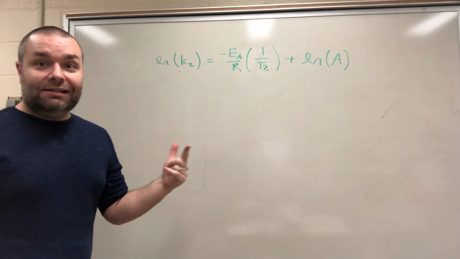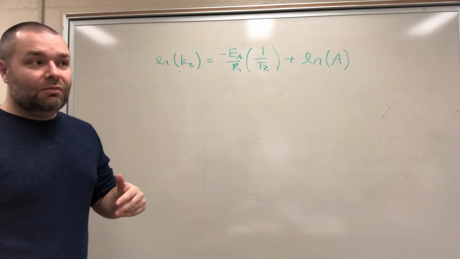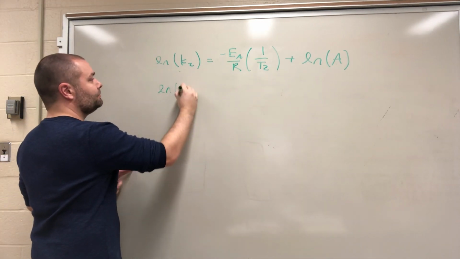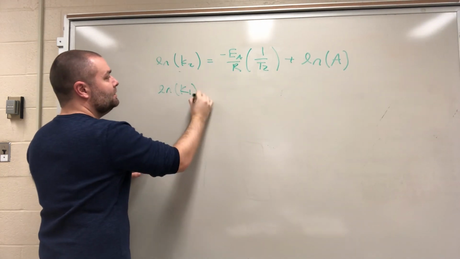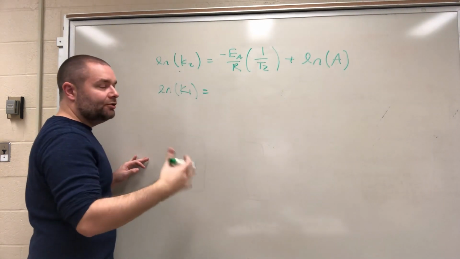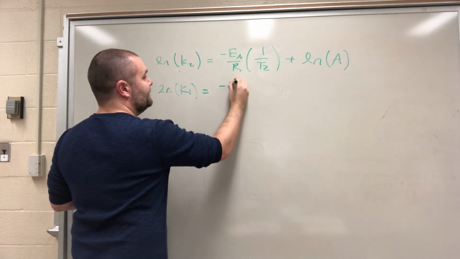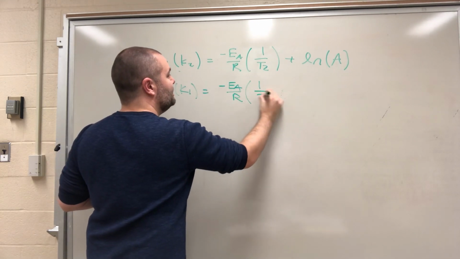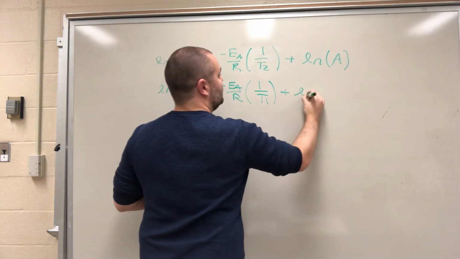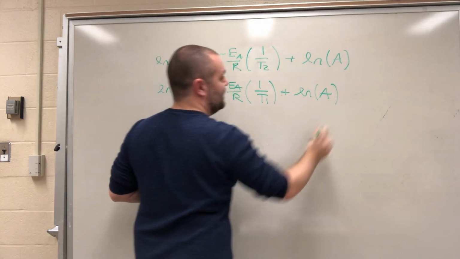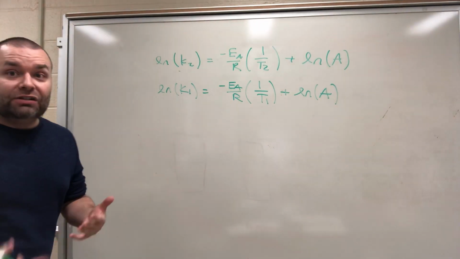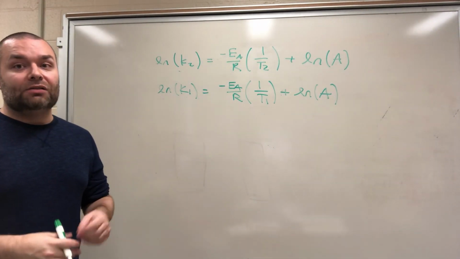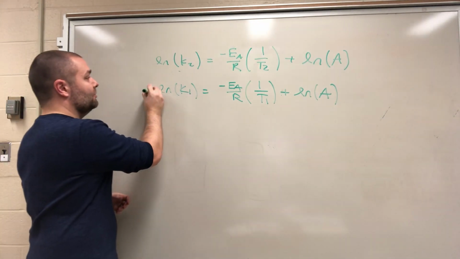so K is going to change. A stays the same, E sub A stays the same, but K changes as T changes. So I'm going to write natural log of K1, and again the 1 and the 2 there are just labels: natural log of K1 equals minus E sub A over R, 1 over T1, plus the natural log of A. What I'm going to do next is, just like before when we did Clausius-Clapeyron, we're going to subtract. So I'm going to subtract here.